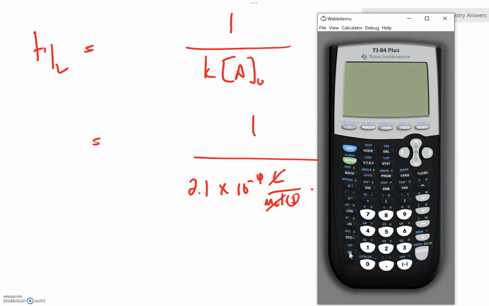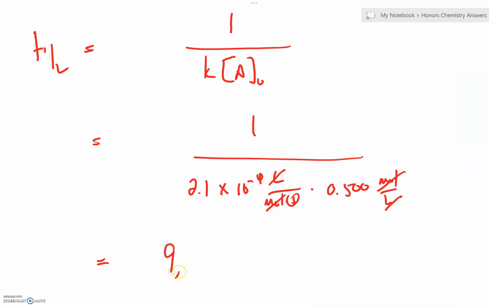So let's take 2.1 times 10 to the negative 4. We'll multiply this by 0.5. Now we're going to take this and invert it to get our answer. We were expecting somewhere in the neighborhood of 9,000 seconds. So I'm just going to tell the calculator to invert my answer. I just hit x to the negative 1 and automatically put my answer in there. Not bad. Close. Not exactly 9,000, but still not too bad. So I'll take this, our t 1/2, 9,523 seconds. And that's all you do, ladies and gentlemen.